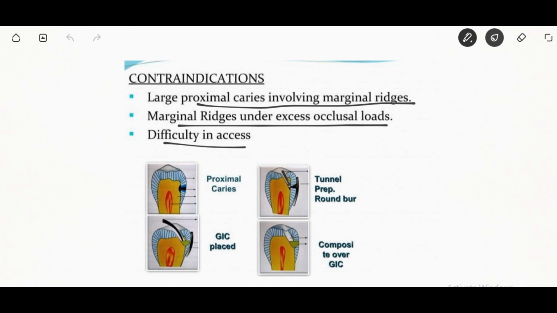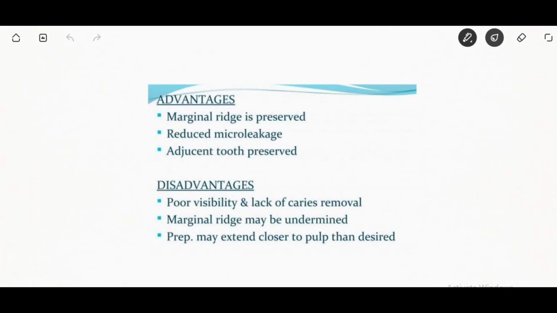So the advantages are the marginal ridge is preserved and there is reduced micro leakage. The disadvantages: there is poor visibility and lack of caries removal. The marginal ridge may be undermined. Preparation may extend closer to the pulp than desired.